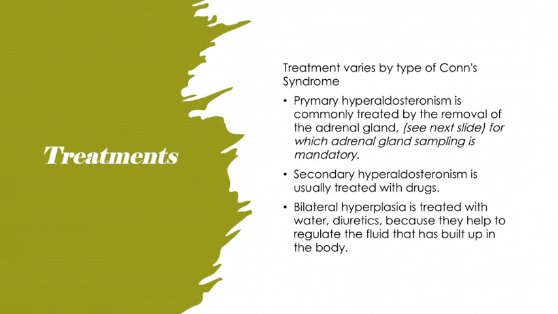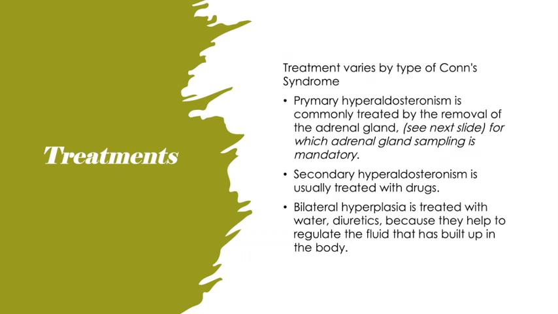The treatment for Conn syndrome will vary based on the type of Conn syndrome that a person has. Primary hyperaldosteronism is commonly treated by the removal of the adrenal gland. This is called an adrenalectomy. Most adrenalectomies are laparoscopic, which is where they make a small incision and use a tiny scope with a video camera attached to perform the operation. This surgery is non-invasive and can be less painful and have a shorter hospital stay than other surgeries.